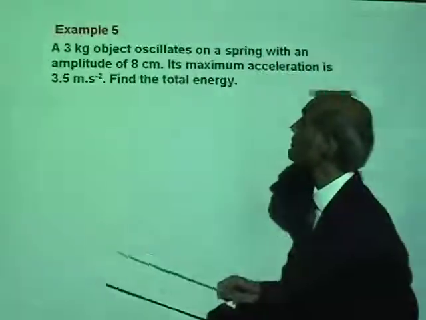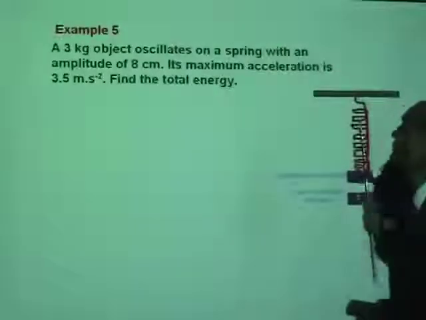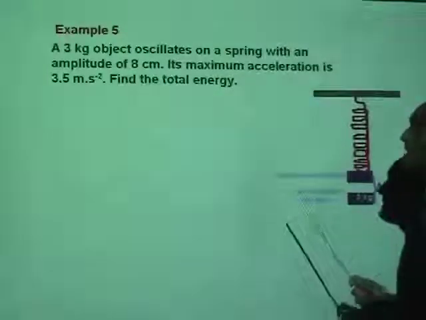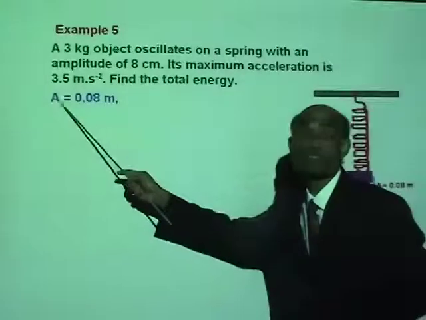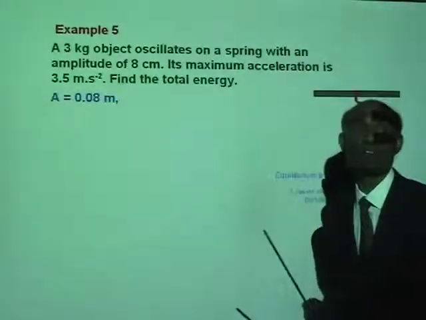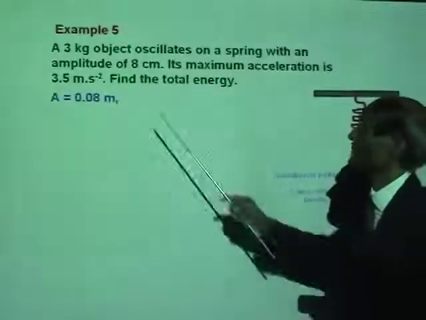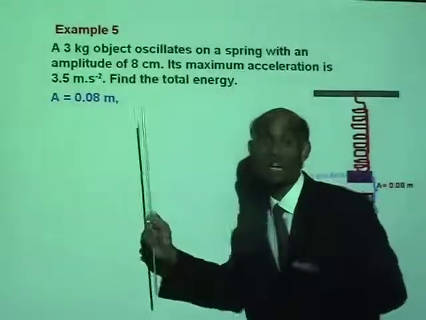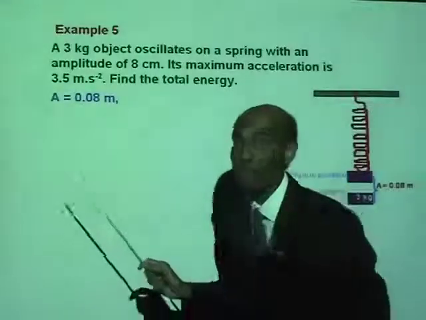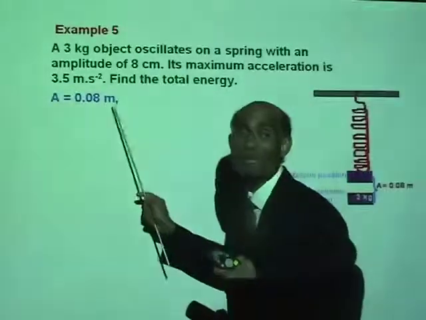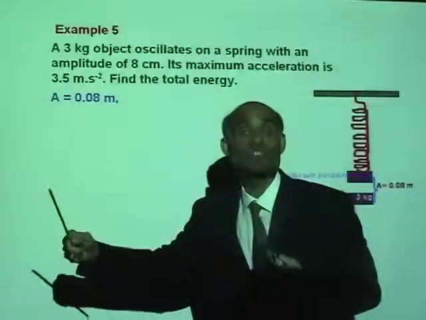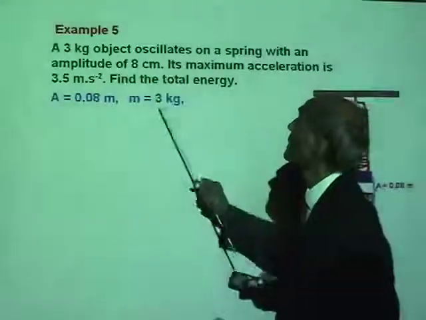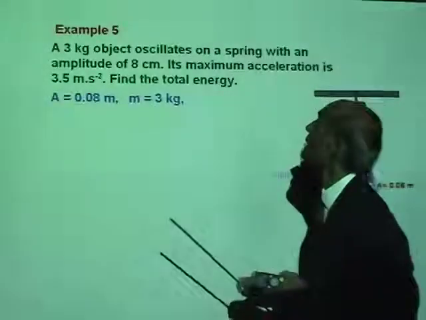Alright, let's see what we have. We have a vertical spring oscillating and a 3 kilogram mass is hung from the spring. The amplitude of oscillation is 0.08 meter. It is given 8 centimeter. Remember, always pick the data in the proper unit. Do not use centimeter; use meter, kilogram, Newton, and so on. Amplitude is 0.08 meter. Mass of the object is 3 kilogram.